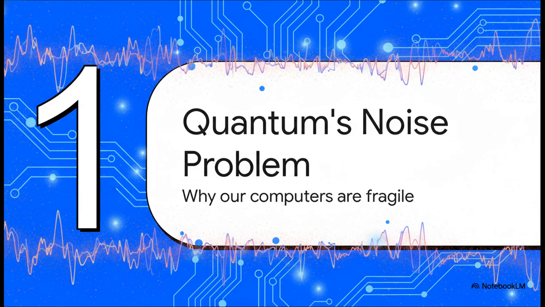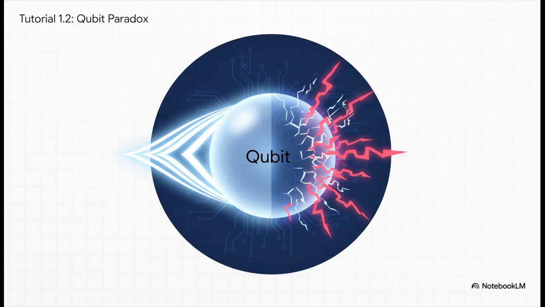Okay, let's dive in. First things first, we need to wrap our heads around the big problem here. You can't fix something if you don't know why it's broken, right? And this is a challenge that every single quantum computer, no matter how advanced, has to deal with. It's kind of funny, isn't it? The very thing that makes a quantum computer so powerful is also what makes it so fragile.